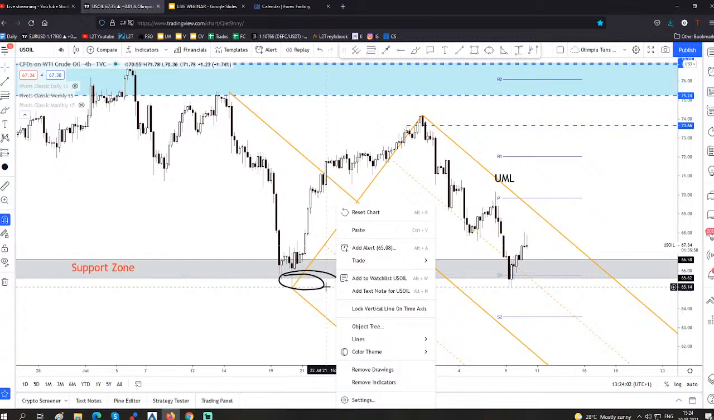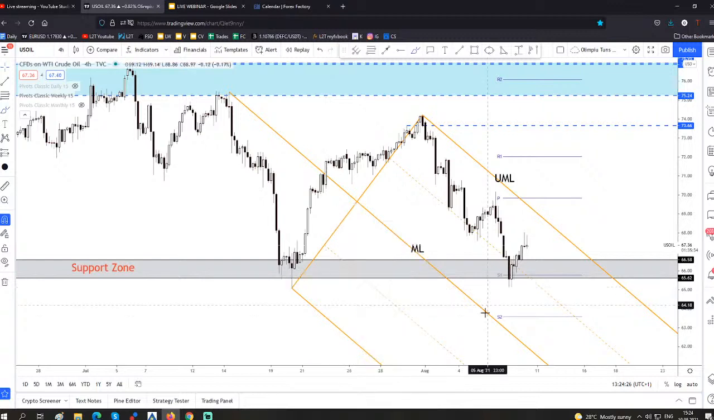But I've told you, test, retest, the sideways movement followed by a valid breakout could signal a potential growth here in US oil. So this is my opinion about the US oil.